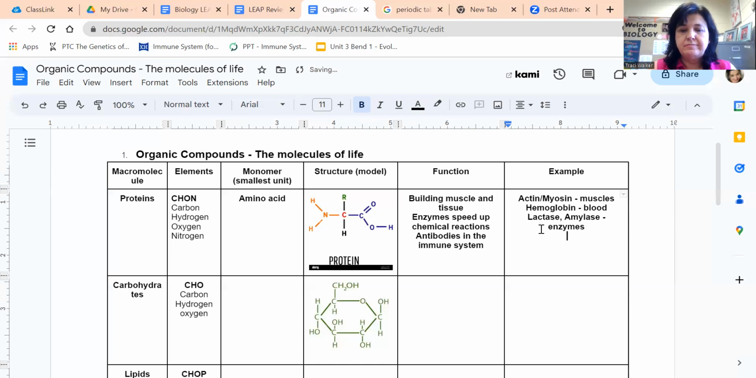So the foods that are high in protein would be meat, cheese, beans, nuts, and eggs. All those foods are high in protein.